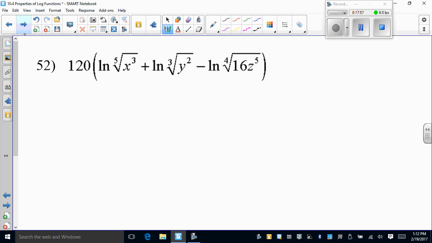Okay, so another one, this is nice because they didn't bring the powers out forward except for that one. So we're going to take care of everything in the parentheses because this 120 goes to everything. So you have a choice of bringing it in. I would wait until the very end to do a group power. So take care of what's being multiplied. So we have natural log of the 5th root of x cubed times the cubed root of y squared. That should be in parentheses, minus the natural log of the 4th root of 16z to the 5th.